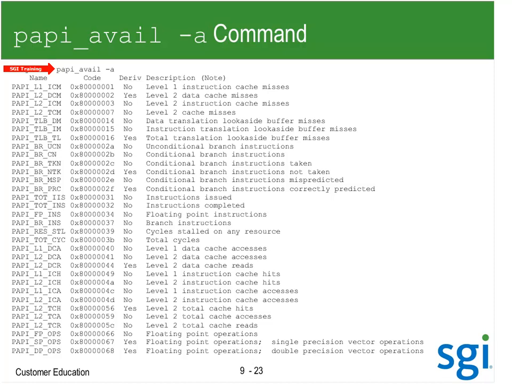The first column is a generic hardware counter. It doesn't matter what the hardware is. A PAPI_L1_ICM would be the same on a Cray as it is on an SGI or an IBM. So we get the name of the PAPI event, a code, whether it is derived or not. By derived, we mean we added a couple of numbers together. And then the name of the event. Not all of them are available.